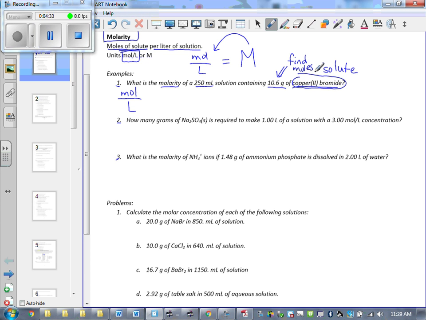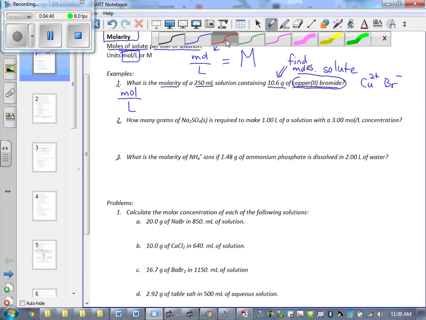So let's get a formula for copper 2 bromide. What's copper 2's charge here? 2. What is bromide's charge? -1. So we do our crossover. We're going to have 2 bromides and 1 copper. So now we can calculate its molar mass. If someone wants to crunch that number for me. What is our molar mass of our copper 2 bromide?